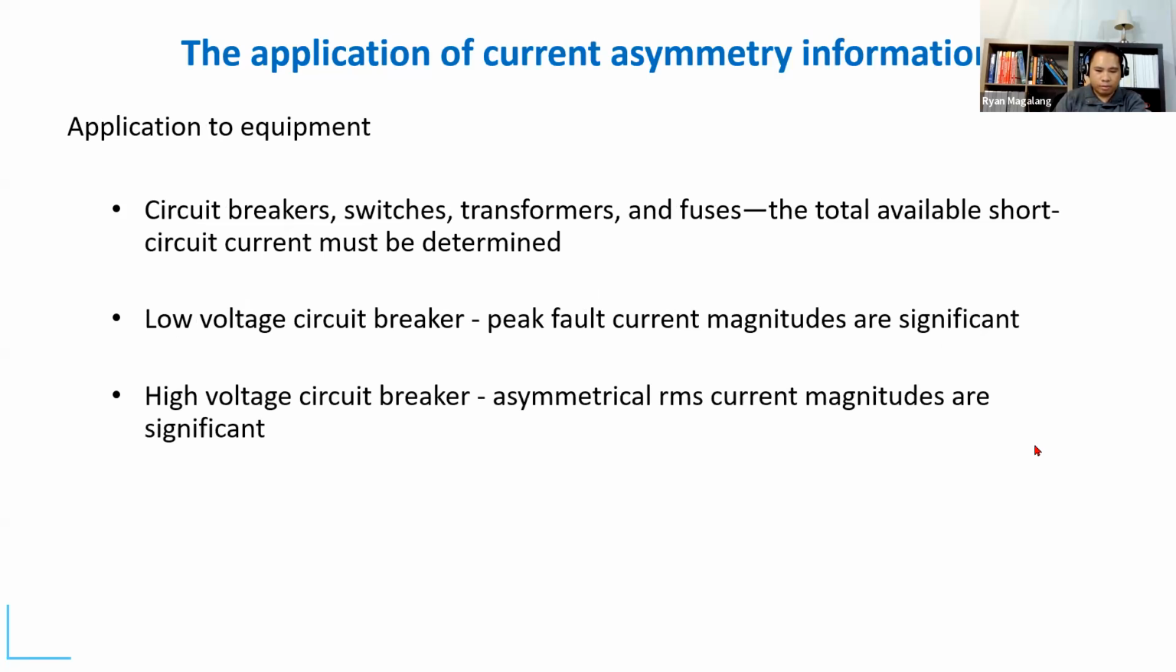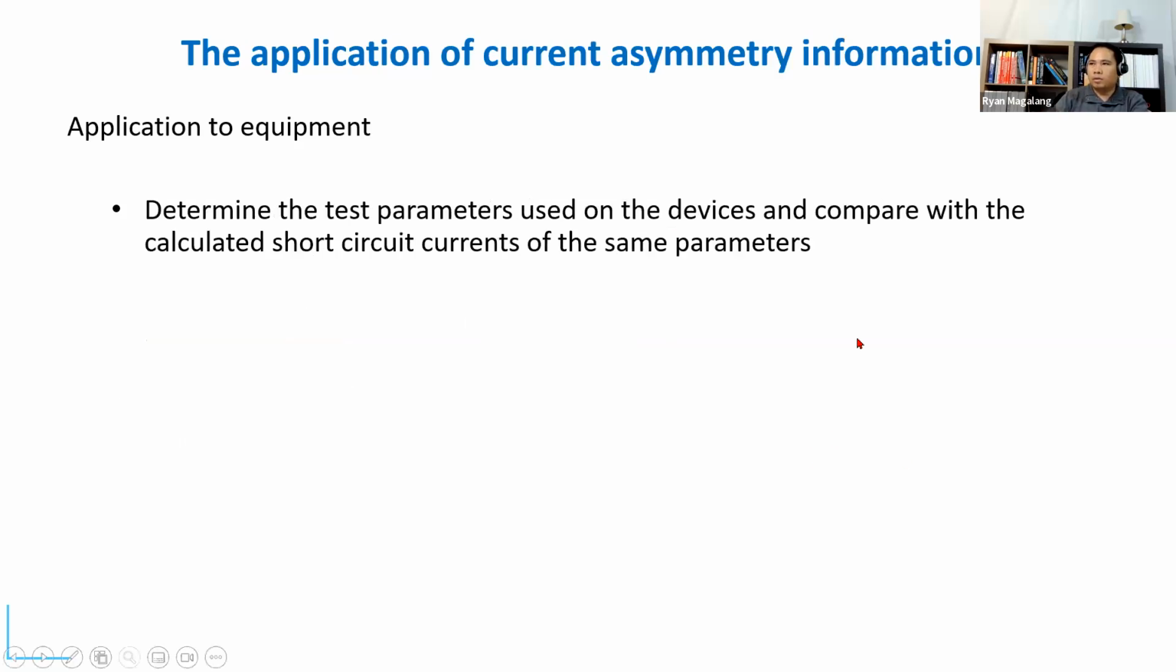For your breakers, the application of asymmetry, especially in your low voltage breakers, as mentioned, is important because they act during the first cycle. Your high voltage breaker also needs to be rated for your asymmetrical current magnitude. It's also significant. Fuses also on transformers, as mentioned. Okay.